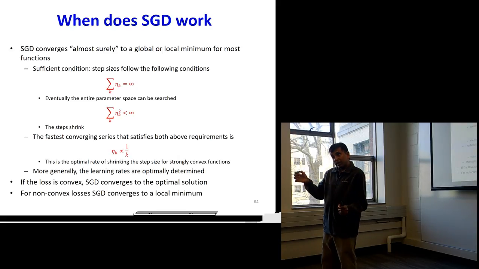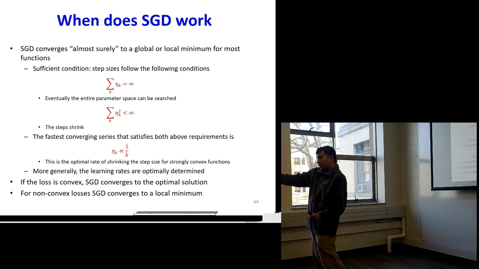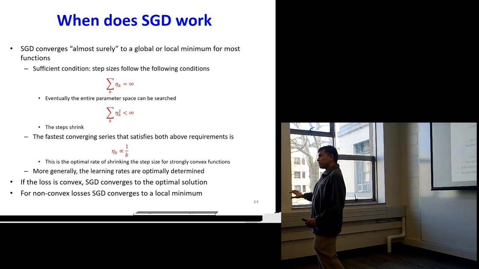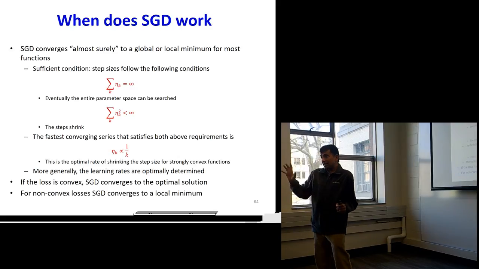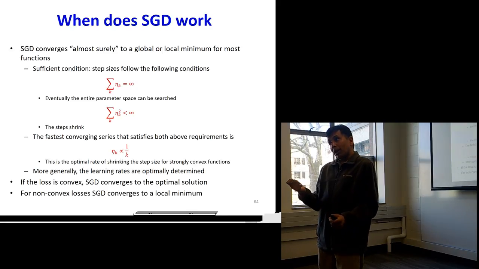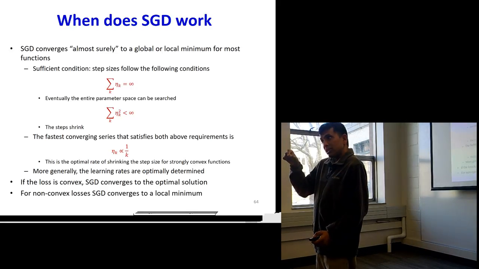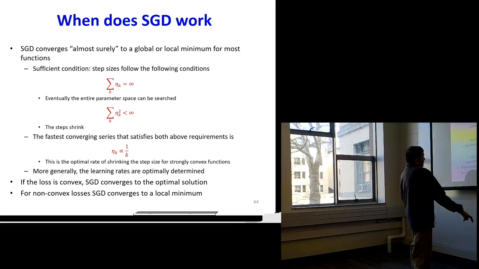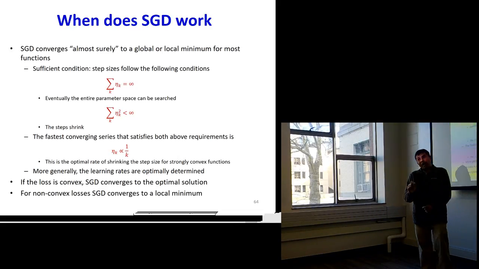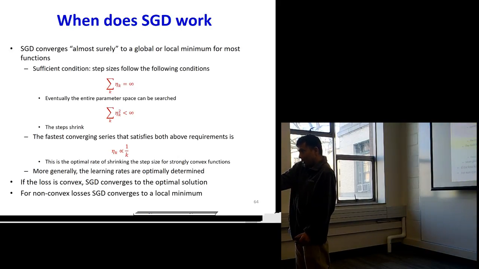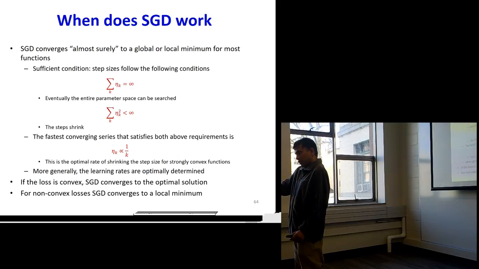If my learning rate does not sum to infinity, then depending on the starting point, there are entire regions of the parameter space I will not be able to visit, right? So the learning rates must sum to infinity. On the other hand, I want the learning rates to keep getting smaller. Otherwise, I'm always going to be chasing my tail, right? So the second criterion is that the sum of the squares of the learning rate must be finite, which means that the learning rates are going to taper off and eventually vanish, right?